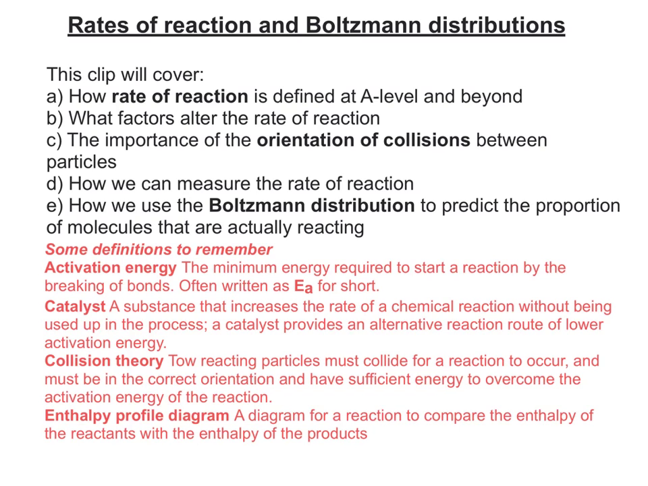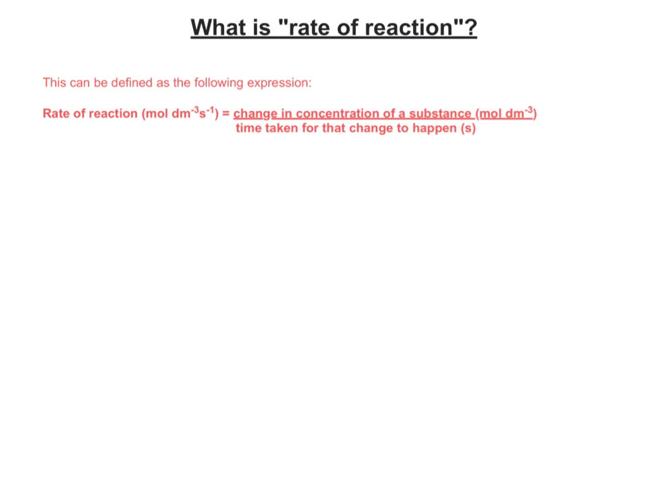Okay, so let's get stuck in. So at A-level, we don't just say that rate of reaction is how fast a reaction is going. We have to try and quantify a bit what we mean by that. So it's the time taken for a change in concentration to happen. Because change in concentration is measured in moles per decimeter cubed, and the time taken, the standard SI unit for time is seconds, it would obviously be moles per decimeter to the -3 seconds to the -1.